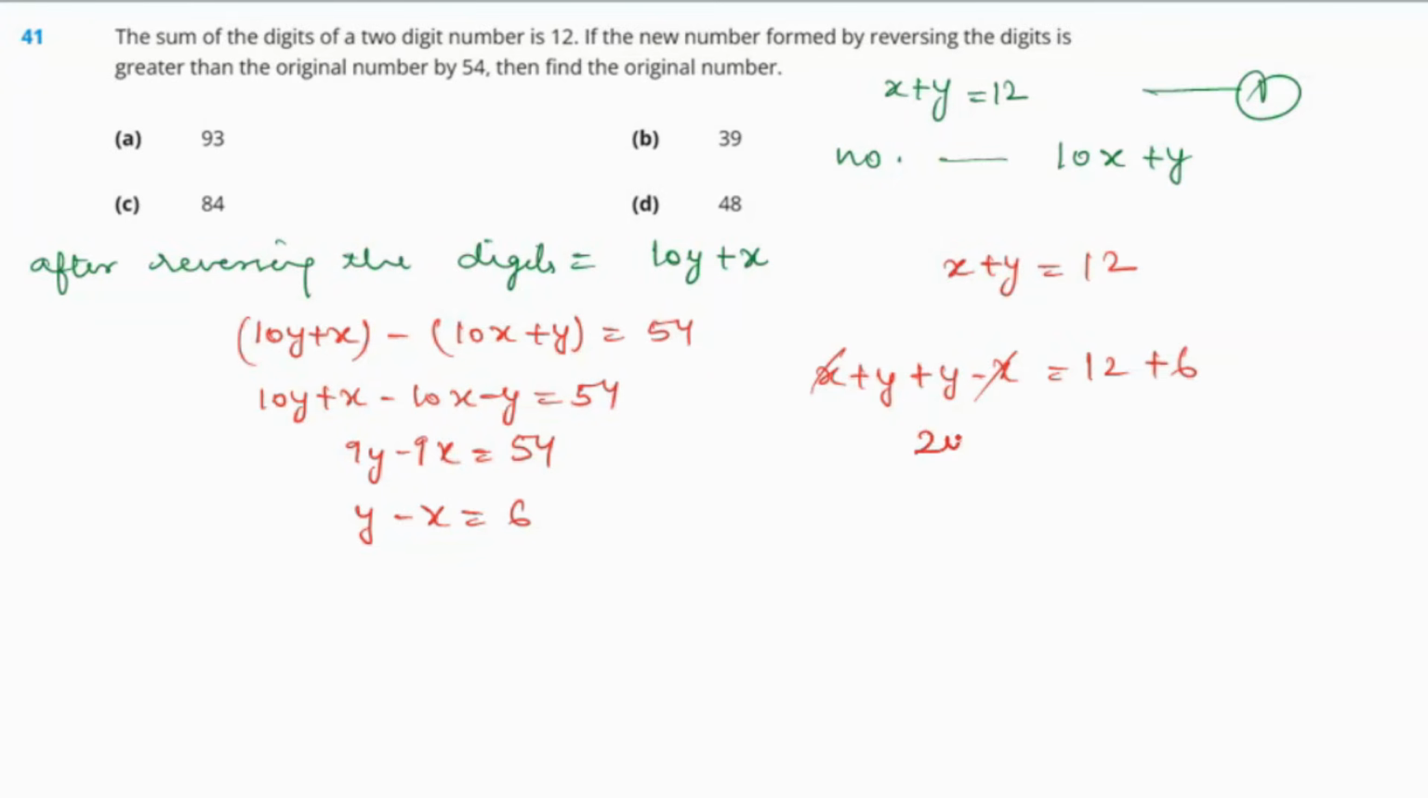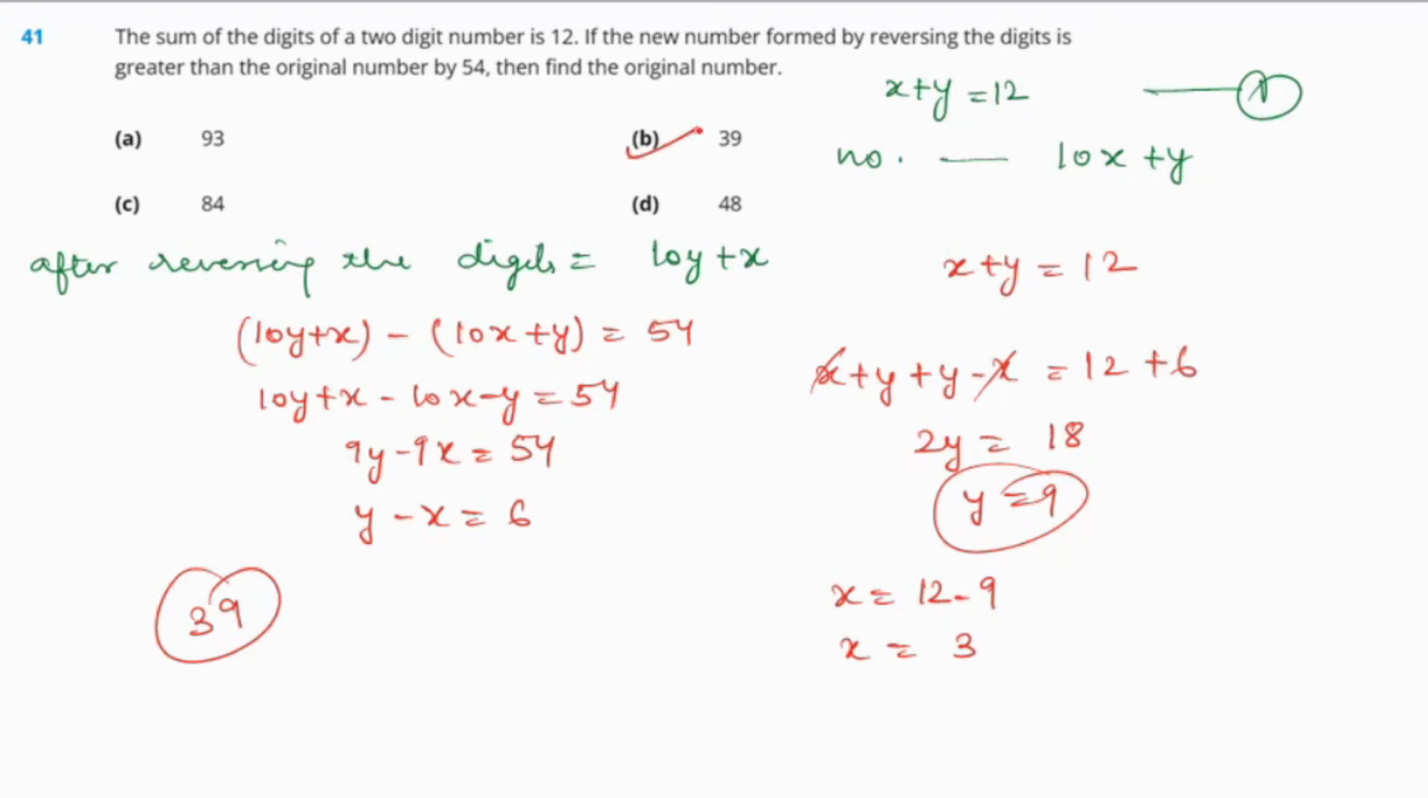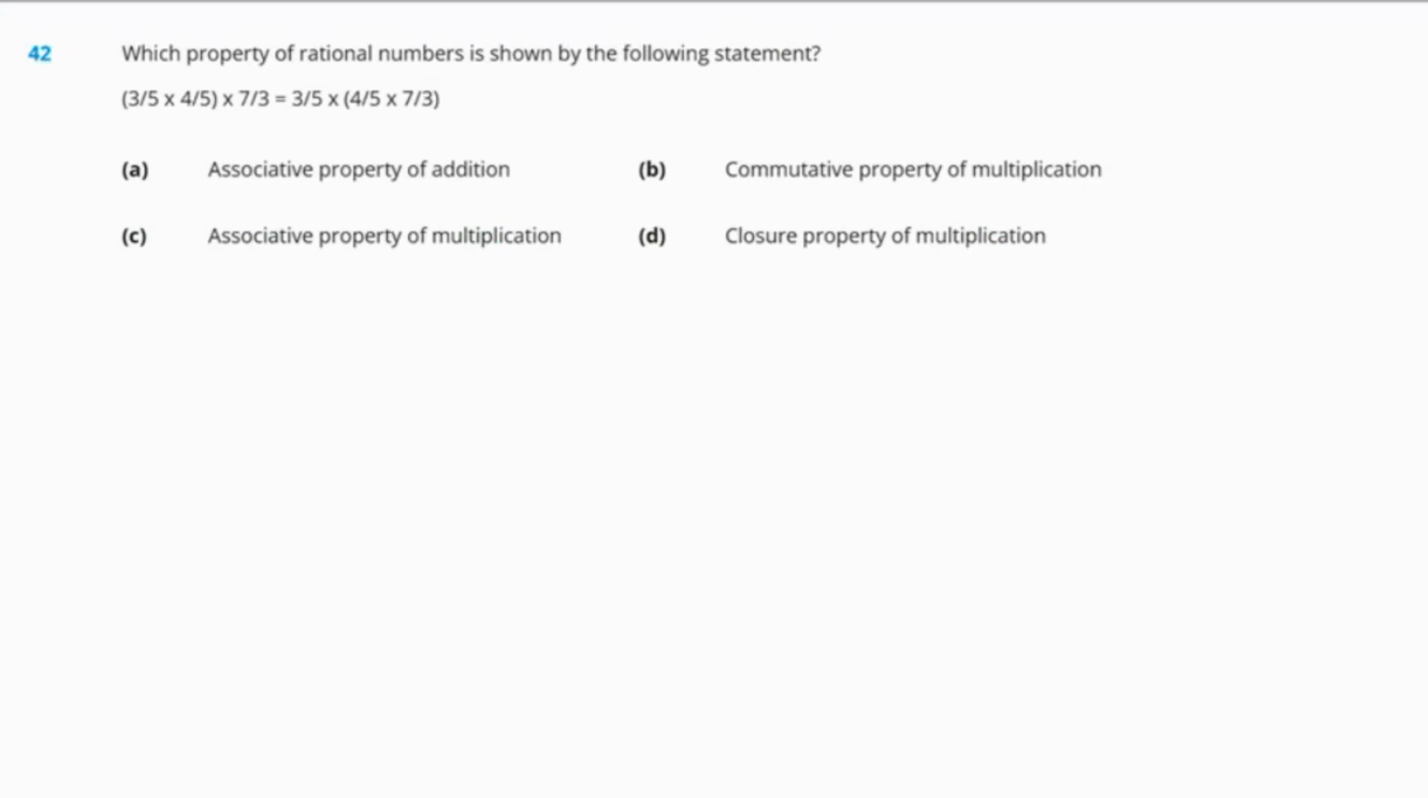2y is equal to 18. So the value of y we are going to get as 9. If the value of y is 9, then x needs to be 12 minus 9. So the value of x we are going to get as 3. So the number we are going to form is 39. Okay, the original number is option B, which is 39.